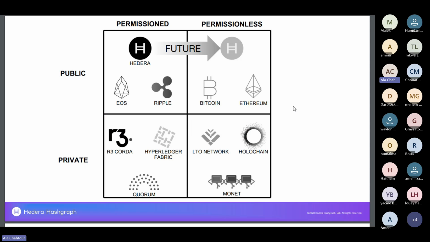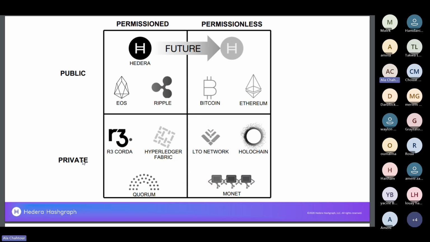So we are almost at the end. As I told you guys, Hedera is a public and permissioned network, but in the future they are aiming to be public and permissionless. One example of other public permissioned networks is Ripple, which has the token XRP. The perfect examples of public and permissionless are Bitcoin and Ethereum, as I told you before. So Hedera is aiming to move from public permissioned to public permissionless.